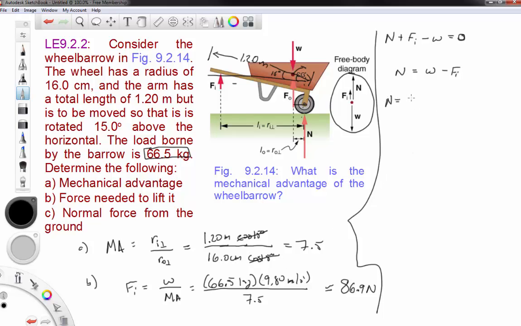So the normal force basically ends up being 651.7 minus 86.9 newtons. And so that gives us a total of 564.8 newtons, or if we round it off to three significant figures, 565 newtons. So that is the normal force magnitude. And if you want the direction, it's obviously up.